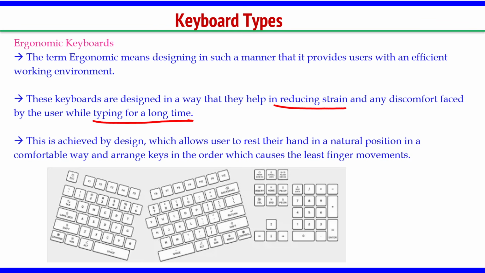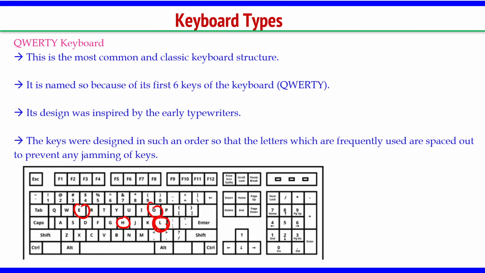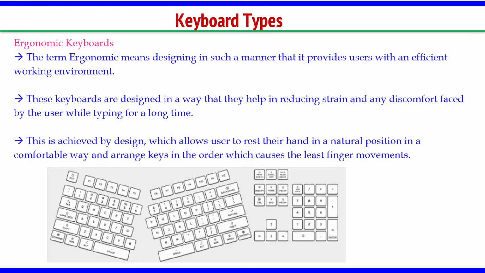Since we type with both hands, our fingers might be strained. To avoid that, these ergonomic keyboards have come into the picture. This is achieved by a design which allows users to rest their hands in a natural position in a comfortable way and arranges keys in the order which causes the least finger movements. See here, keys are in a slightly crossed way, so you can put your hands comfortably instead of tightly putting them in a straight order. So these are different types of keyboards: QWERTY, Dvorak and ergonomic keyboards.